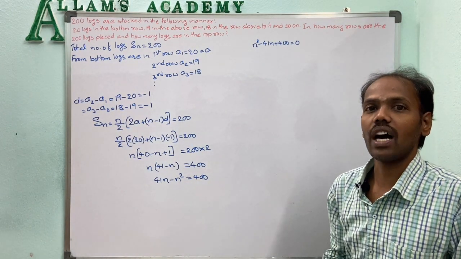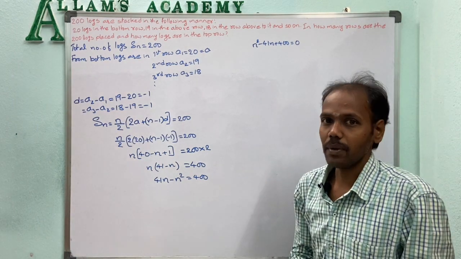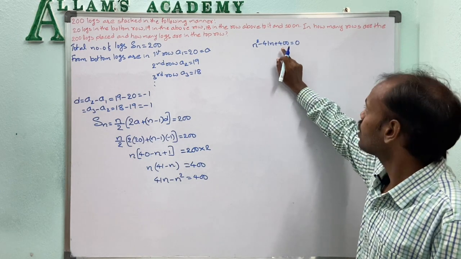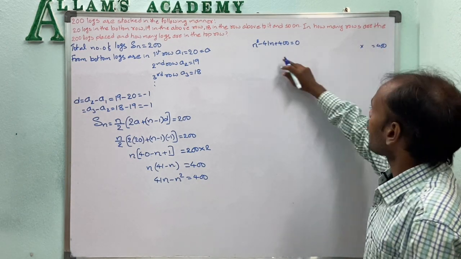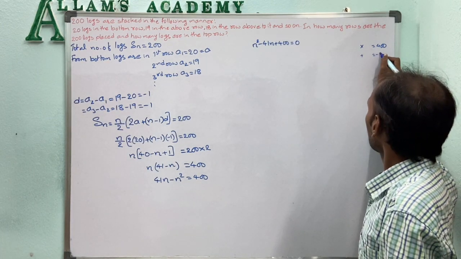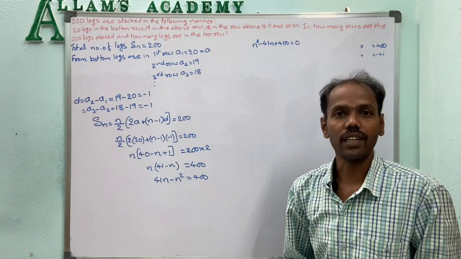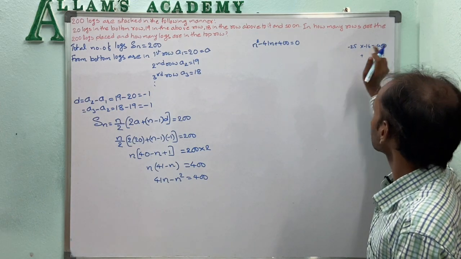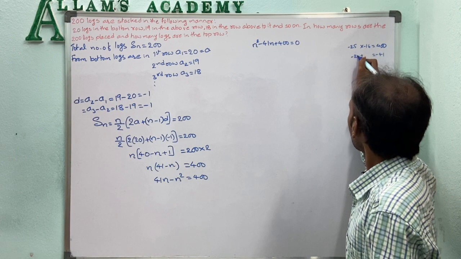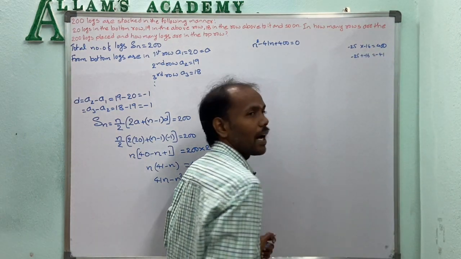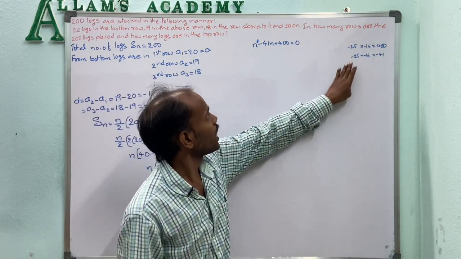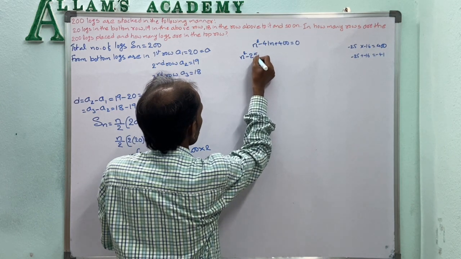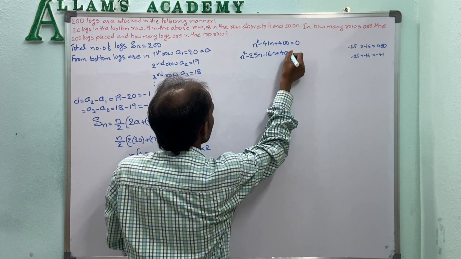To solve this quadratic equation I am taking the factorization method. The n square coefficient is 1 and the constant term is 400. The product of the two numbers should be 400, and the n coefficient is minus 41, so adding the two numbers should give minus 41. For that I take the two numbers minus 25 and minus 16. Minus 25 into minus 16 equals plus 400, and minus 25 plus minus 16 is equal to minus 41. So in place of minus 41n I write minus 25n minus 16n. So n square minus 25n minus 16n plus 400 is equal to 0.